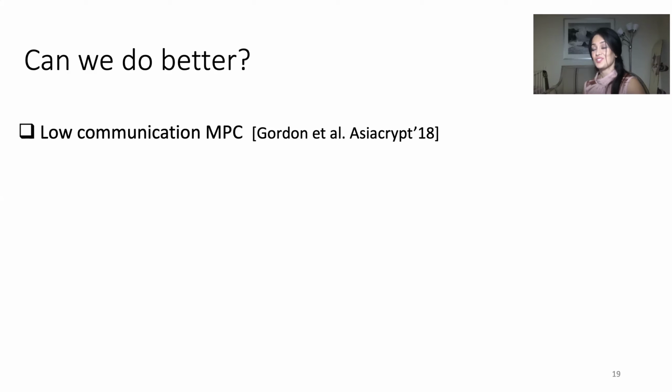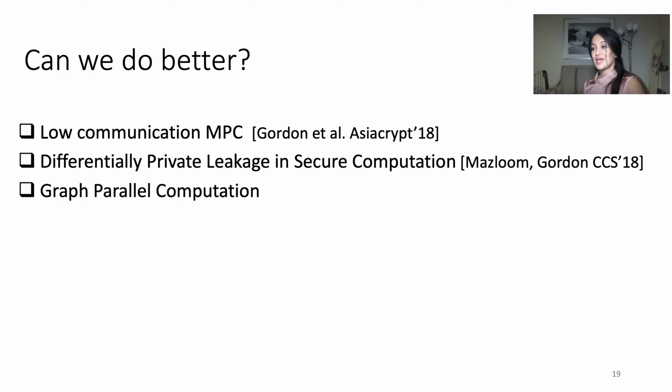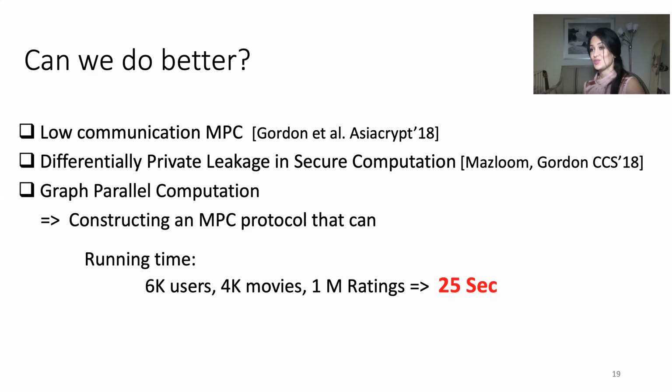So, by leveraging the results of low communication MPC and the security relaxation from our previous work that allows the computation servers to learn some differentially private leakage about inputs, we were able to construct an implicit protocol that can improve the same computation of matrix factorization even further to less than 25 seconds.